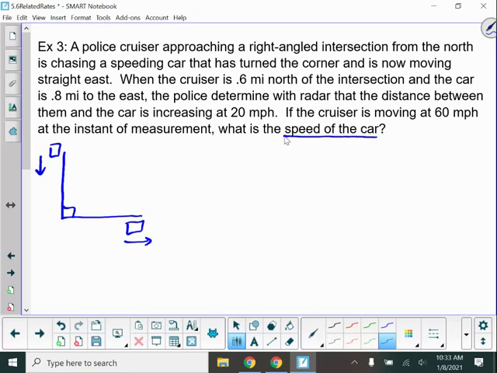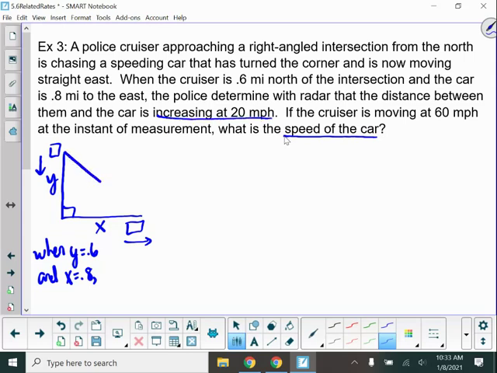We know that, let's call this y and this x. Those are going to be constantly changing values because the police car is moving closer to the intersection and the speeding car is moving farther away from the intersection. So we know that when y is equal to 0.6 and x is equal to 0.8, it says the distance between them and the car is increasing at 20 miles per hour.